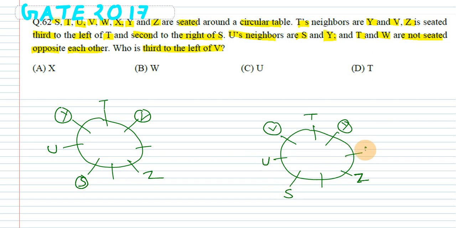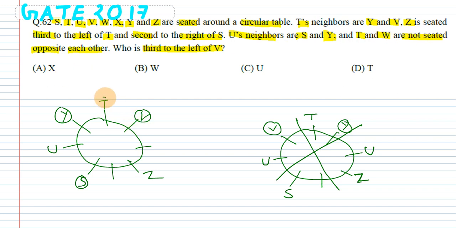And if we put U over here, then Y will be the neighbor but S cannot be the neighbor of U. So this possibility gets cancelled and we are left with only one possibility, right? So U will be the neighbor of S and Y. Okay, the next thing they have said: T and Y are not seated opposite to each other.